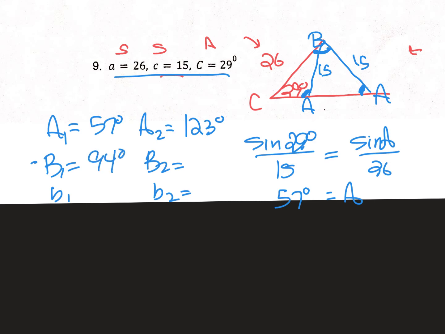I'm going to do the same thing for my B2. Now, B2, I'm looking at this little triangle. What I know of that one is I have a 29 and a 123.